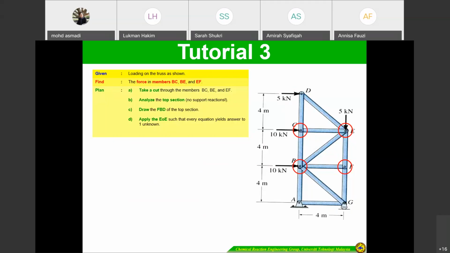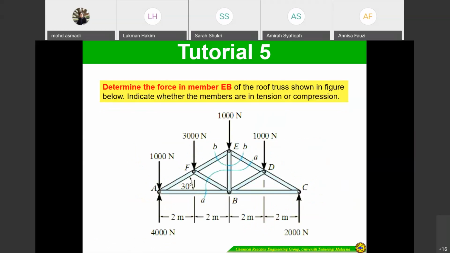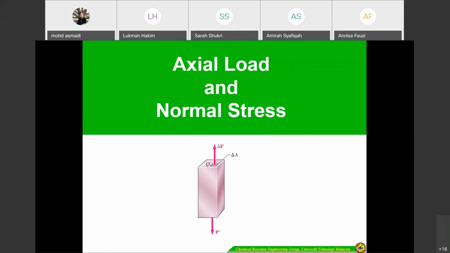Okay, if no questions, these are some tutorials with the answer. I hope that you can do these tutorials later. This is just a revision of statics. If you remember in chapter 5 of statics, the title is analysis of structures. It's just some revision. I hope all of you already remember. So I think it's clear. This one you can do by yourself, as well as the tutorials.